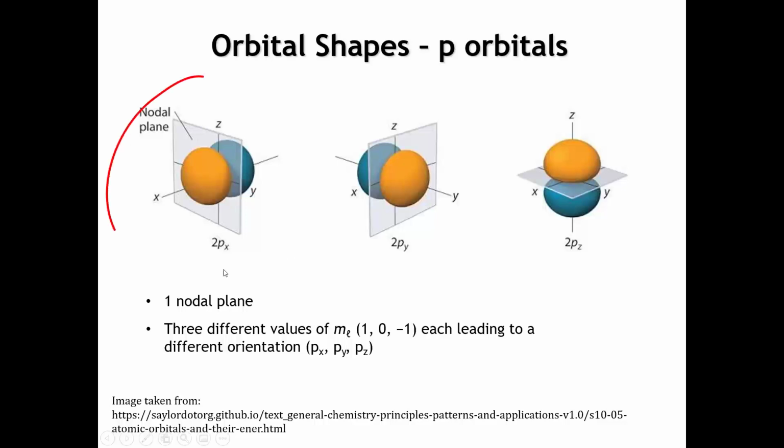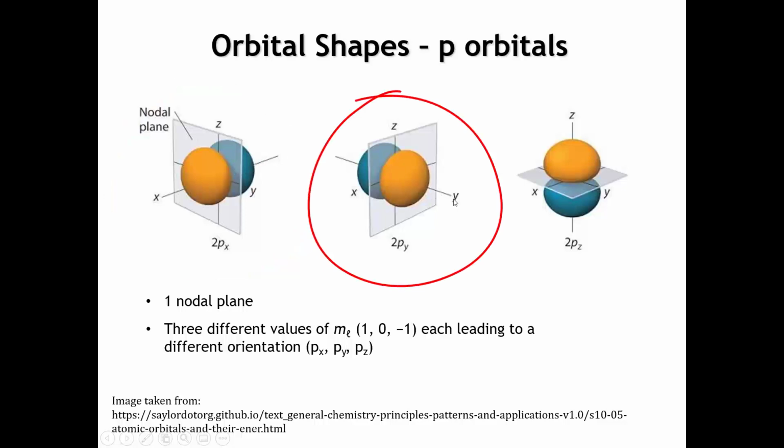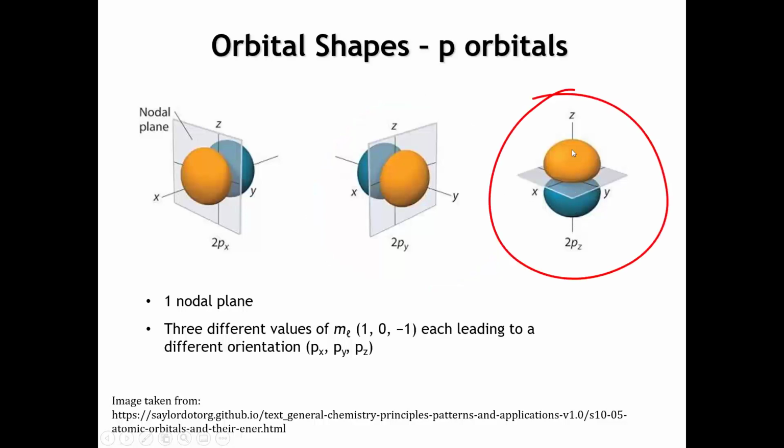So for the 2px orbital, we have a nodal plane perpendicular to the x-axis. For the 2py orbital, we have a nodal plane perpendicular to the y-axis. And for the 2pz orbital, we have a nodal plane perpendicular to the z-axis.